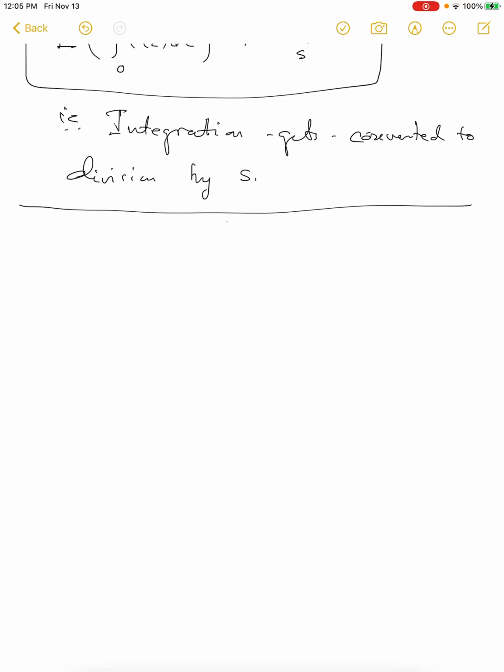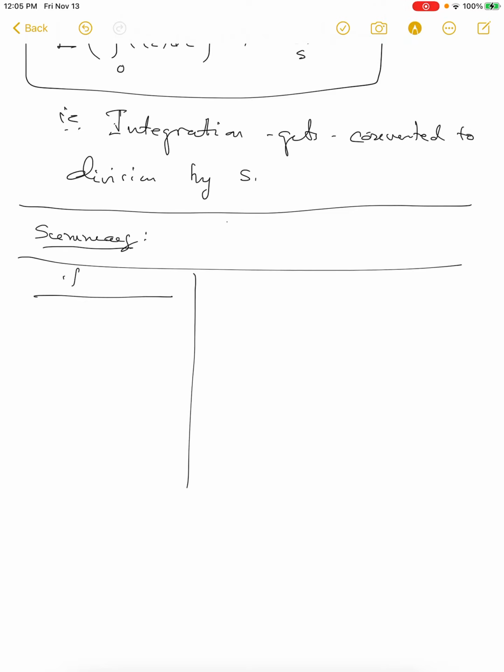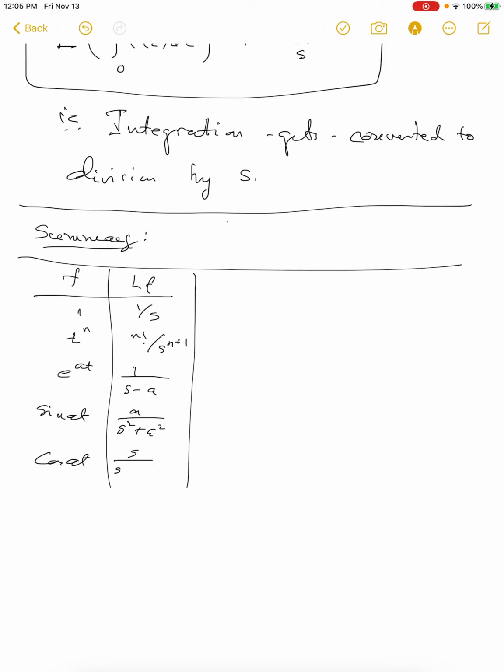So we have seen so far, the summary is the following. There are two things to keep in mind: the table, f versus lf. f is 1, the Laplace transform is 1 over s; t to the n is factorial n over s to the n plus 1; e to the at is 1 over s minus a; sin at is a over s square plus a square; cos at is s over s square plus a square. This you are going to verify.